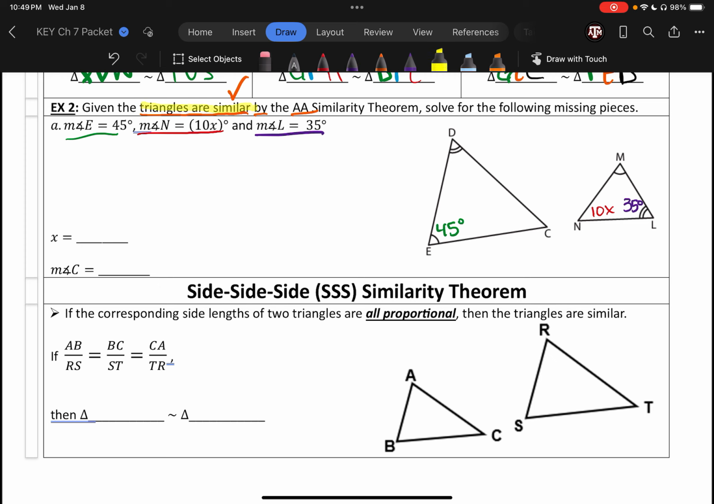The triangles are similar. At the beginning of the notes, we said if the triangles are similar, then that means the corresponding angles have to be congruent, right? So in other words, what we mean by that is this angle here, if this is 45, this here must also be 45, right? Because they're both marked congruent. So that would be 45 degrees.